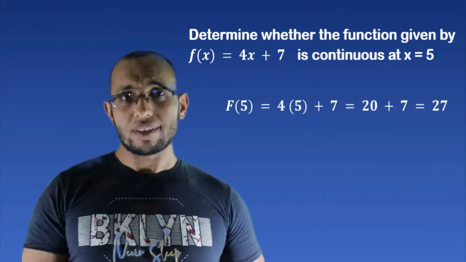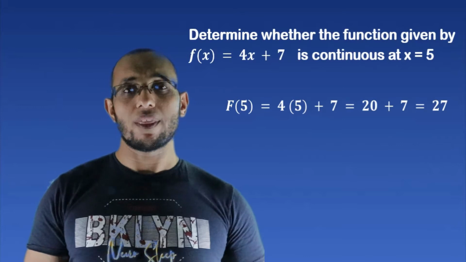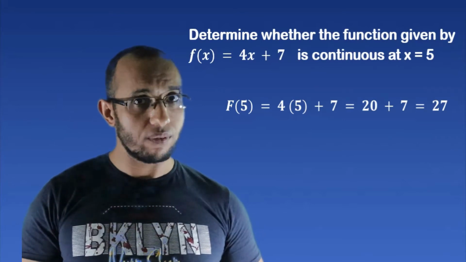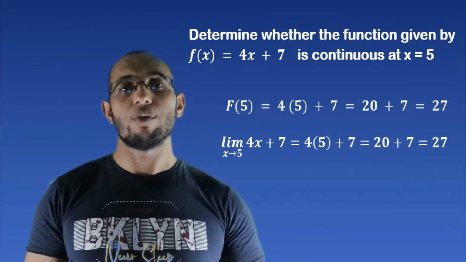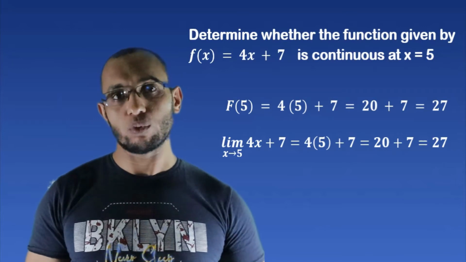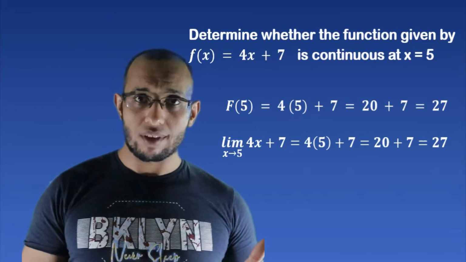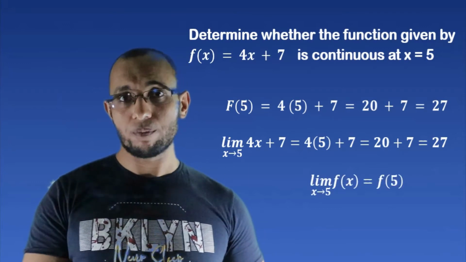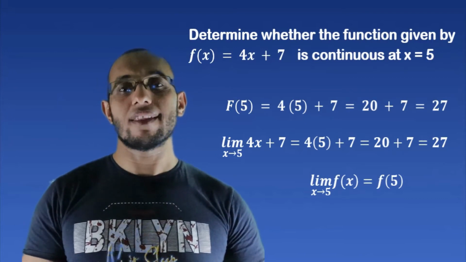Now let's get the limit. As we learned in the previous videos, we use direct substitution. The limit as x approaches 5 of 4x plus 7 is equal to 4 times 5 plus 7, which is 20 plus 7, which is 27. Since the limit as x approaches 5 of f of x is equal to f of 5, the function is continuous at x equals 5.